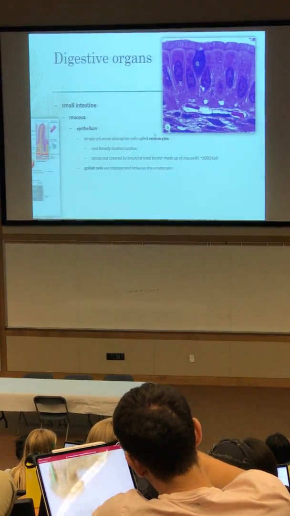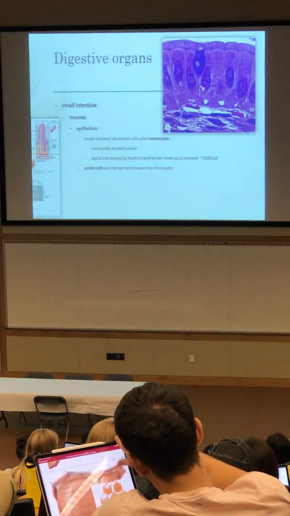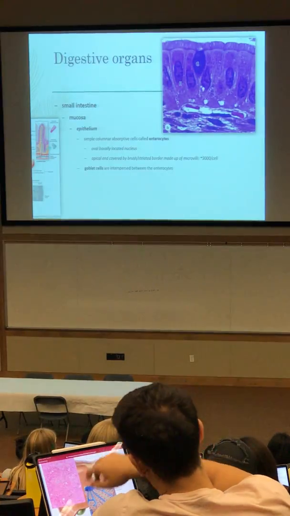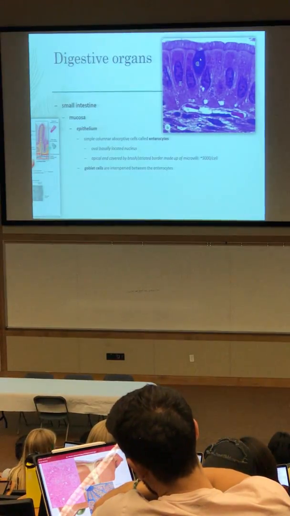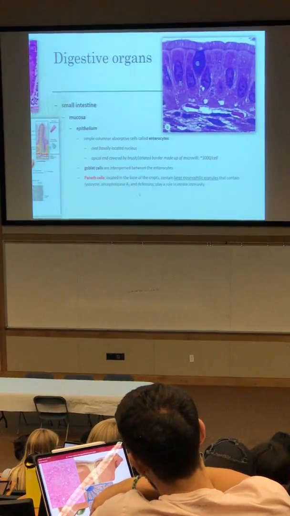And then the other main cell type is the goblet cell. You're already familiar with goblet cells. What do they produce? Mucus. They are mucus-secreting cells. So G in this picture stands for goblet cell. Okay? So they're between the enterocytes.